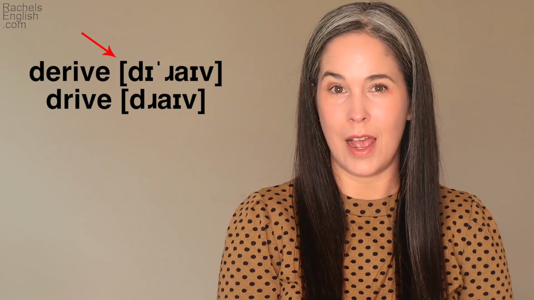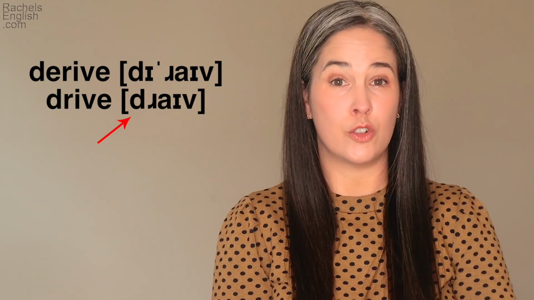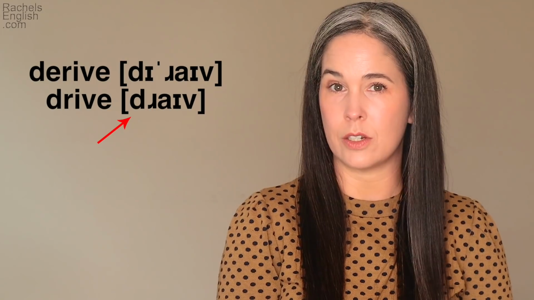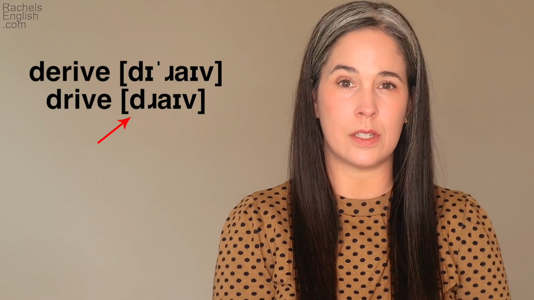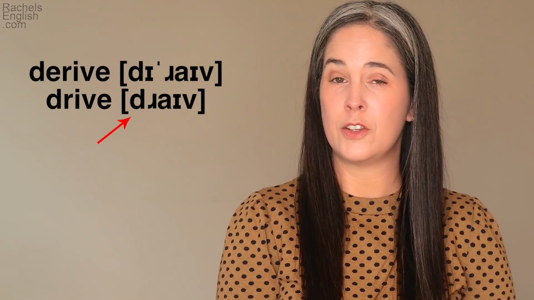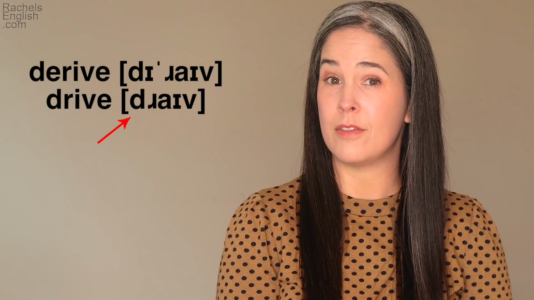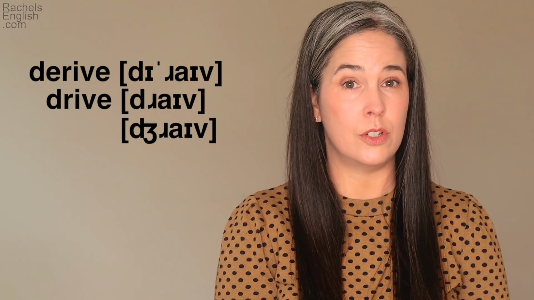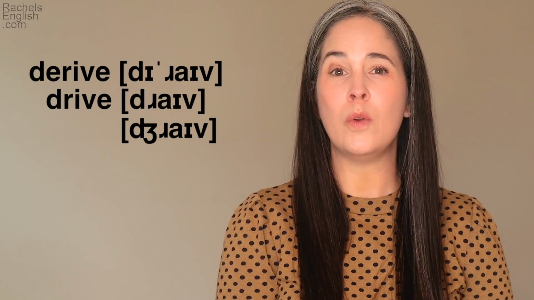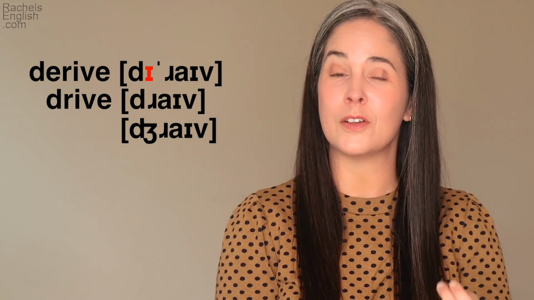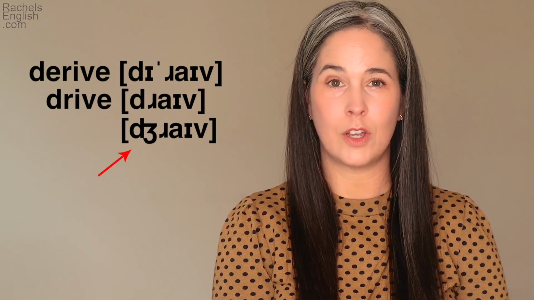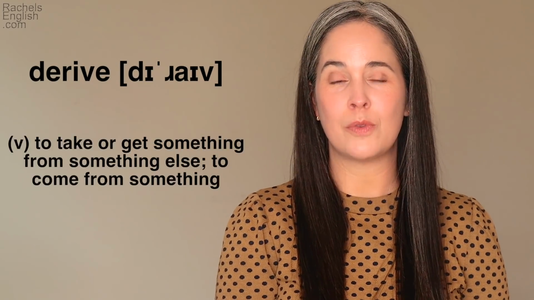Derive. In the other word, drive, since there's no vowel between D and R, we have a DR cluster, and it's very common to pronounce DR as JR. So rather than drive, it's more common to hear that drive. Do you hear that J sound? You won't hear that in derive because there is a quick vowel between the D and the R. Derive is a verb.